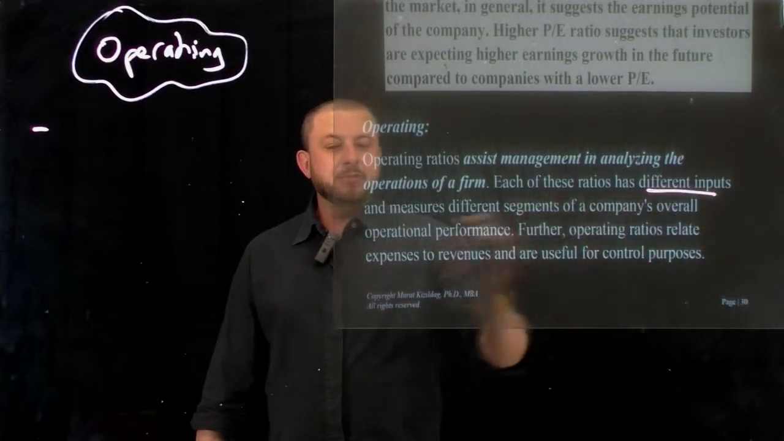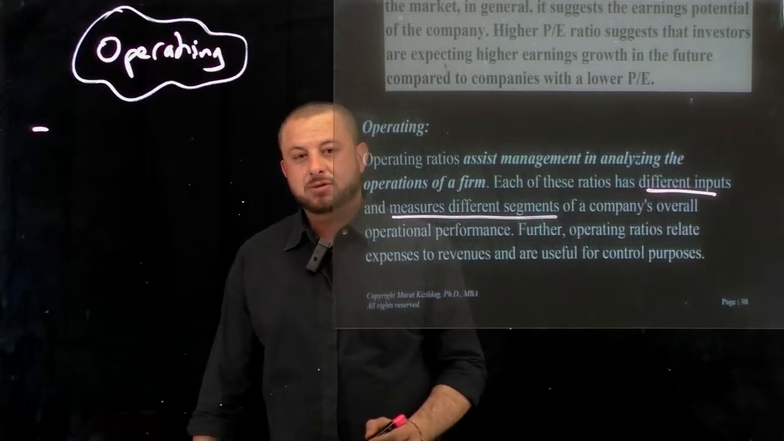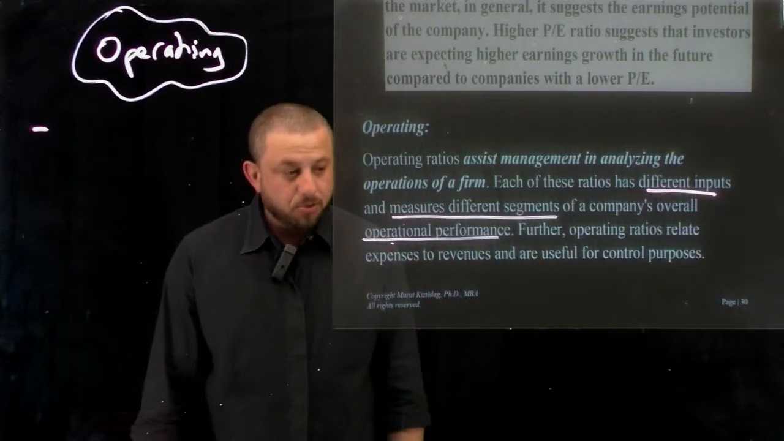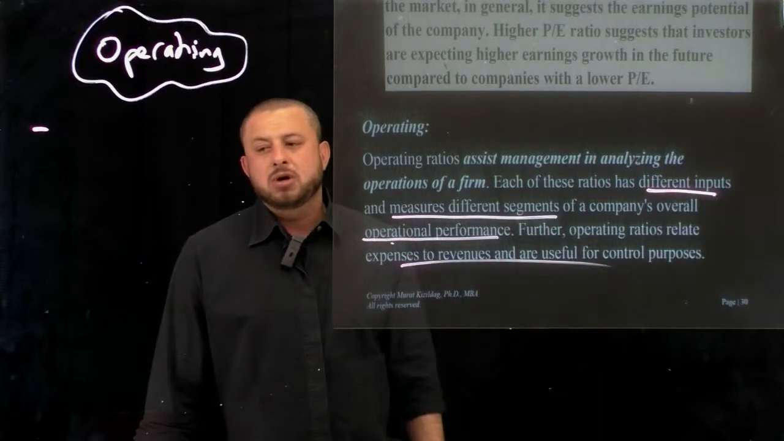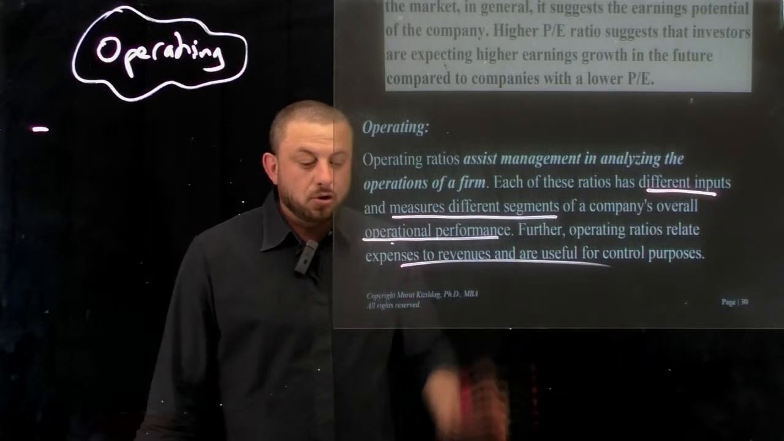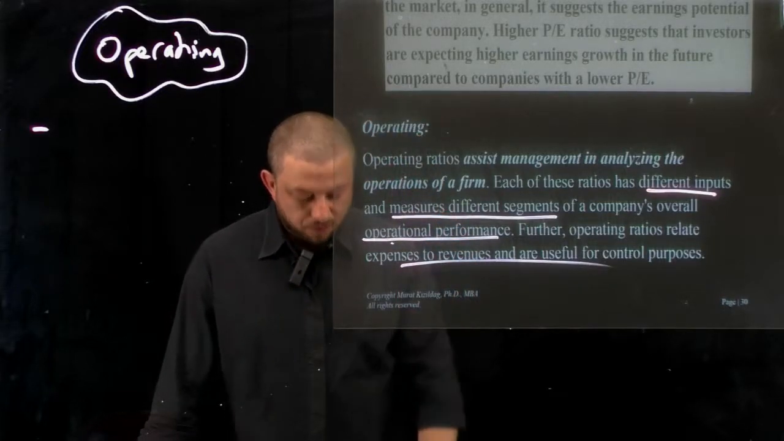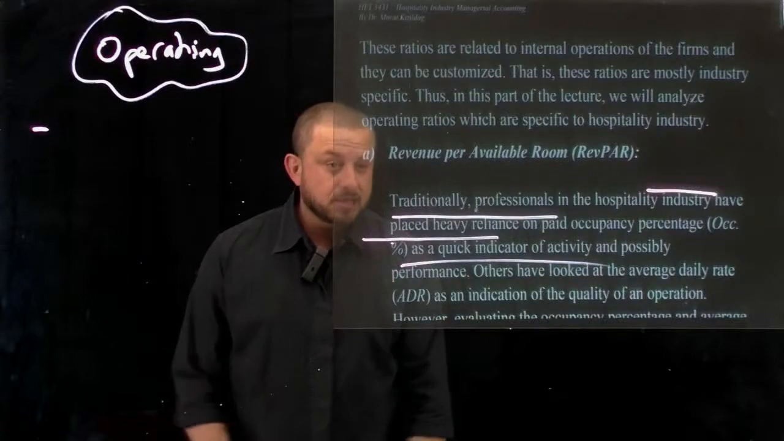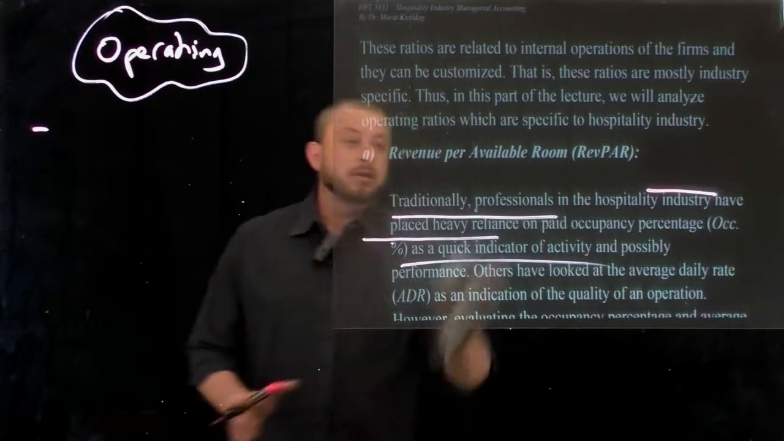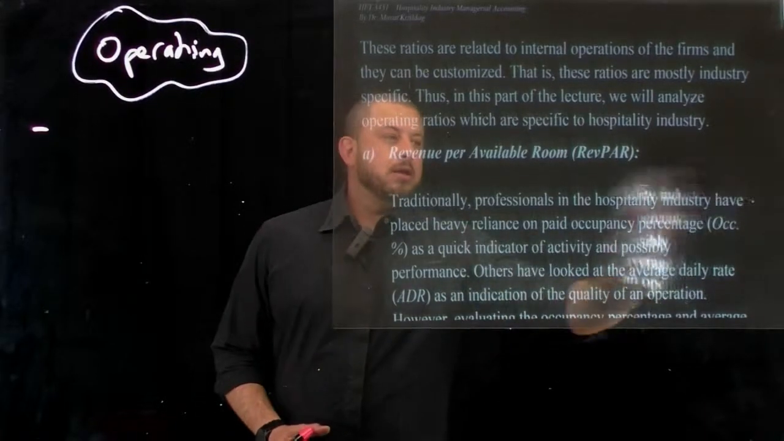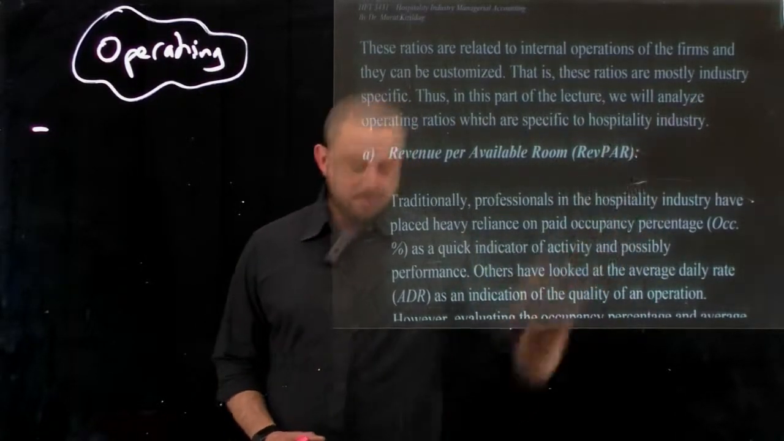Each ratio has different inputs measuring different segments of the operations, but it gives a clear picture of operational performance, expense revenues, control purposes, inventory turnovers, employees and labor. It becomes very important for a single hospitality operation, guys. Okay, take a look. What I said is over here, by the way. Okay.